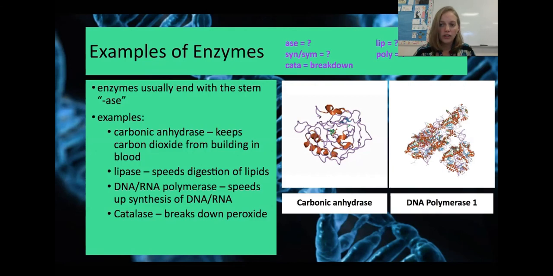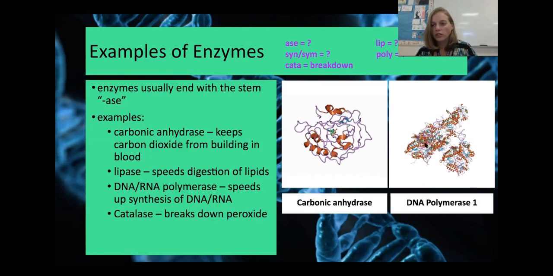Now, carbon dioxide does not circulate your body as a gas. It circulates in your blood as an acid, carbonic acid. And carbonic anhydrase is going to take that carbonic acid out at your lungs and turn it into carbon dioxide so that you can breathe it out as a gas and get rid of it as a waste product. Lipase speeds up the digestion of lipids, and you find lipase in your stomach. So lipids do not begin to disintegrate until they get to your stomach. DNA and RNA polymerase speed up the synthesis of DNA and RNA, and you can see DNA polymerase here.